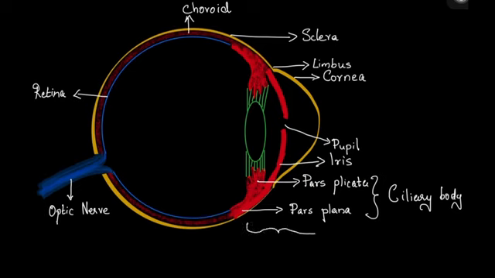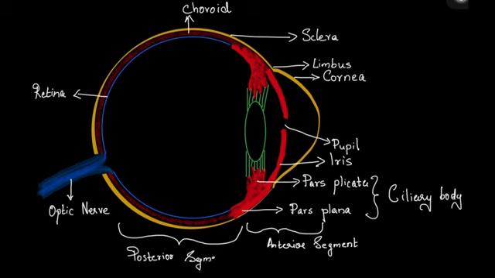The structures anterior to the posterior capsule of the lens constitute the anterior segment of the eye, and the structures posterior to the posterior capsule of the lens constitute the posterior segment of the eye. The aqueous filled space in the anterior segment of the eye is divided into two chambers, the anterior chamber and the posterior chamber, by the iris. The portion between the iris and the cornea is the anterior chamber, and that part between the iris and the lens is the posterior chamber.